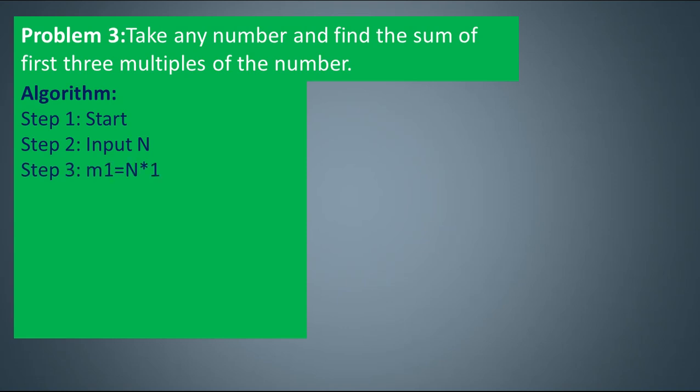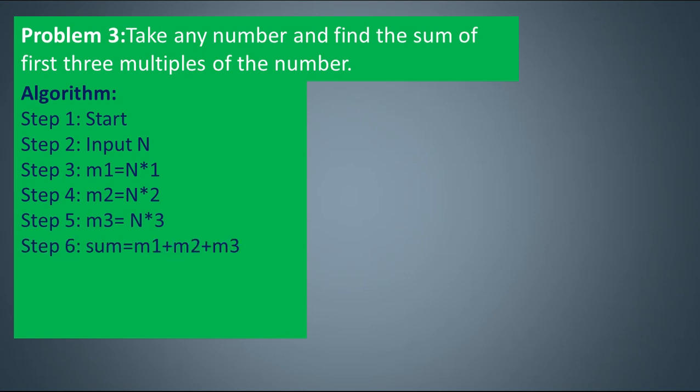After that you will find the multiples. So n into 1, the first multiple, stored in m1. So we have got the n. After that n into 2 will give the second multiple, and n into 3 the third multiple. After that we add all these multiples and display the answer. So this is the algorithm we have, this ready algorithm, now converting this algorithm into a flowchart.